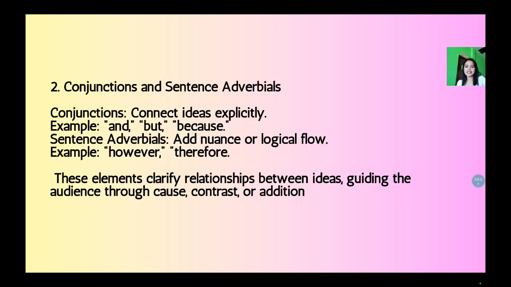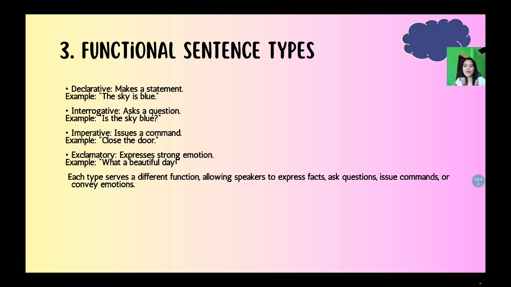Next is conjunction and sentence adverbials. Conjunction connects ideas explicitly. For example, and, but, because. So those are some examples of conjunctions. Next is sentence adverbials. They add nuance or logical flow. Examples are however, so, therefore. So that's our example of sentence adverbials. These elements clarify relationships between ideas, guiding the audience through cause, contrast, and or addition.